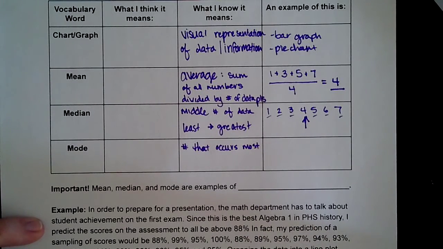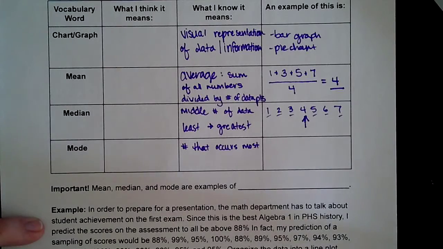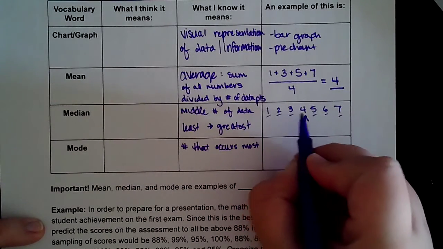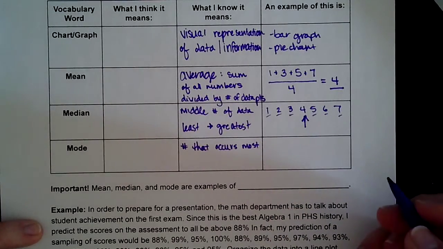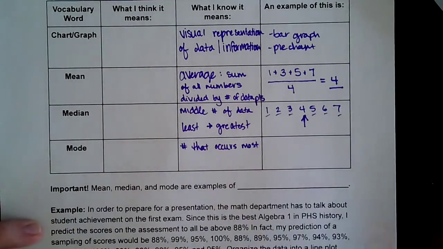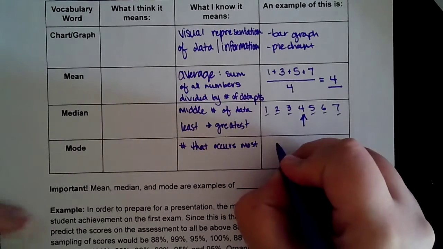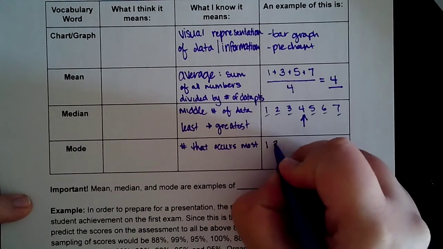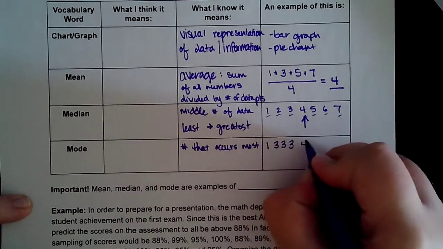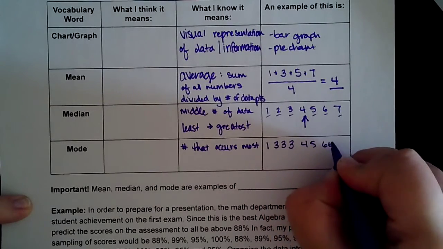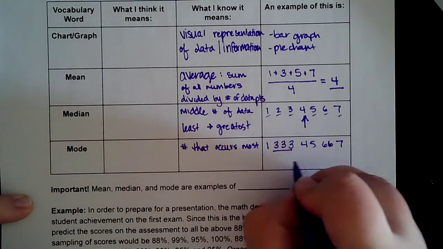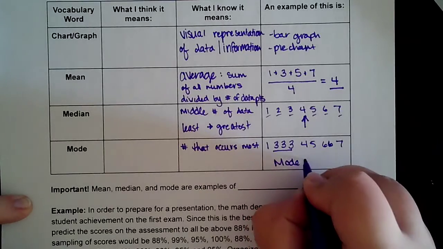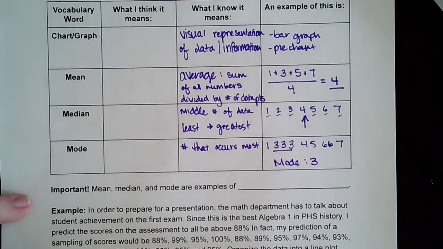We can also have a set of numbers that has 2 modes. So for example, if I had 2 3s and 2 4s, that would be a bimodal data set because it has 2. But let's just do a simple example here. 1, 3, 3, 3, 4, 5, 6, 6, 7. In this case, the number that occurs the most often is 3, so my mode is 3. Just like that.